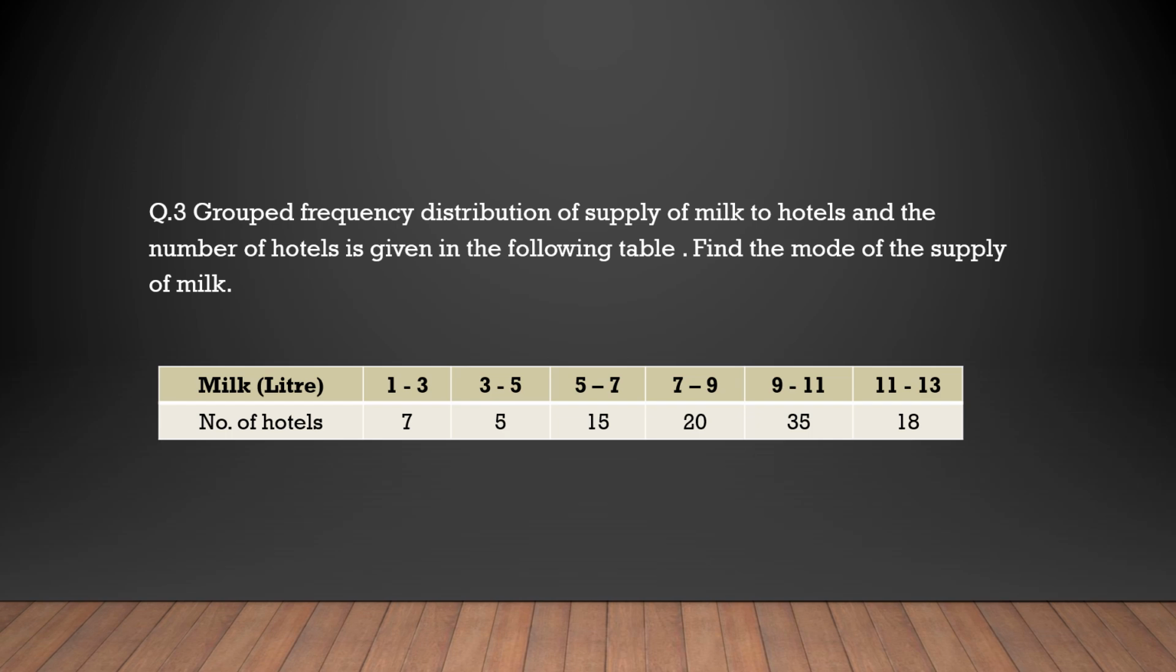Question number 3. Group frequency distribution of supply of milk to hotels and the number of hotels is given in the following table. Find the mode of the supply of milk. So this is the table. Milk is given in liters: 1 to 3, 3 to 5, 5 to 7, 7 to 9, 9 to 11 and 11 to 13. And the number of hotels are given: 7, 5, 15, 20, 35 and 18. And we have to find the mode.